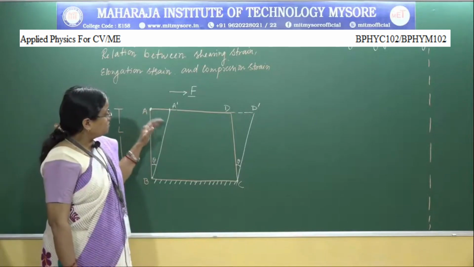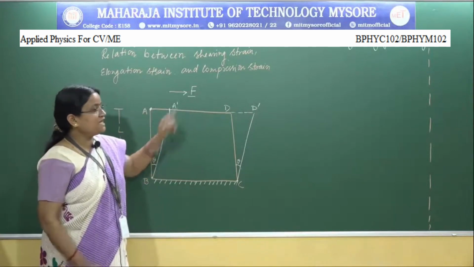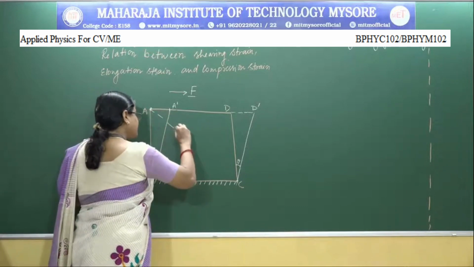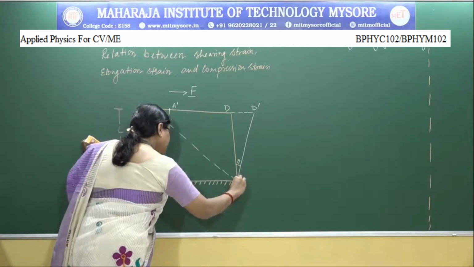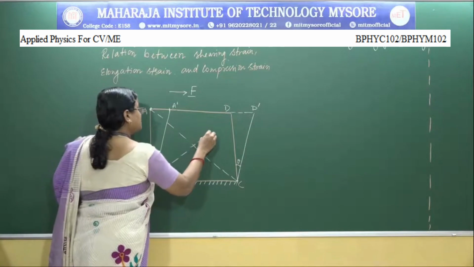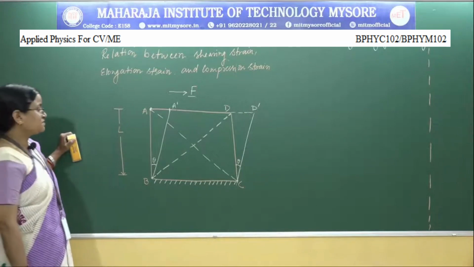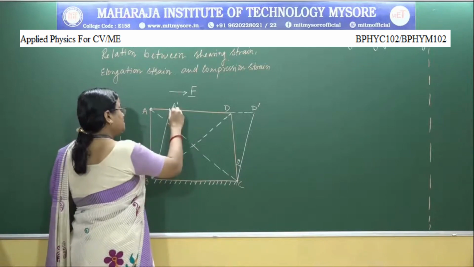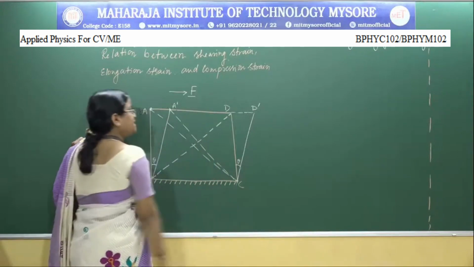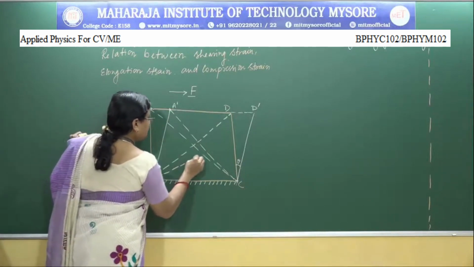To find out how much compression and elongation is being taken in the diagonal of the cube by applying the tangential force, we will join the points AC and BD. So AC and BD represent the diagonals of the cube. We will also join here the point A dash to C, and also join B to D dash.